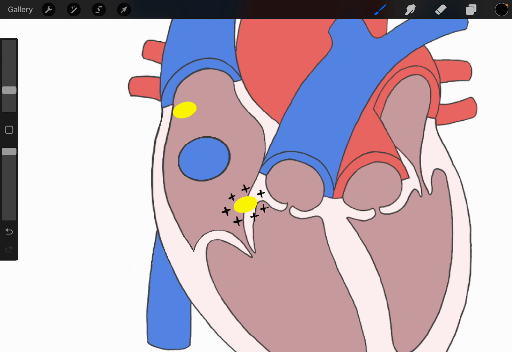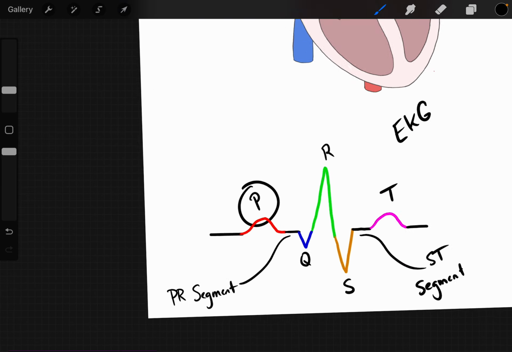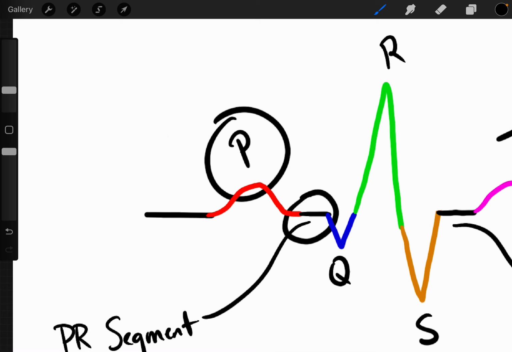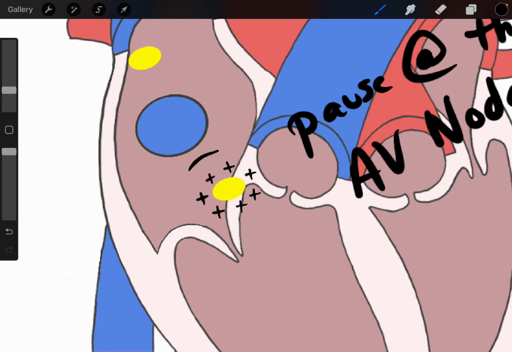So you'll notice that those red lines are gone because we've sent the impulse from the SA node to the AV node. Now, there's a pause at the AV node. Now, the way this is shown on the EKG is this ST segment. So we're just going step by step through the EKG. The ST segment represents that there is a pause at this AV node.